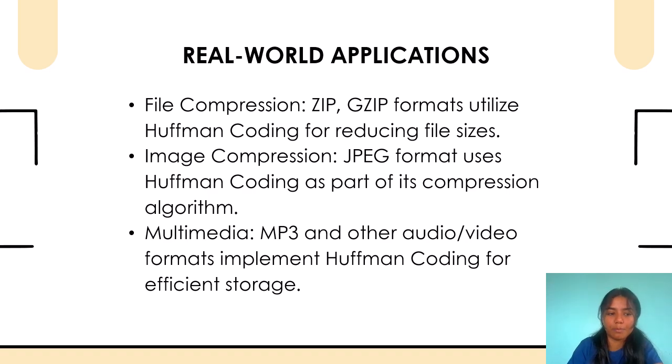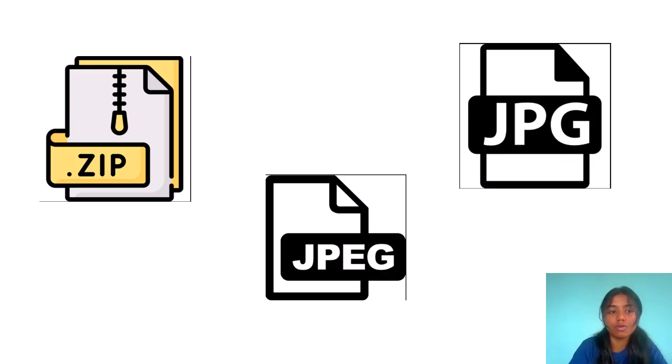In real-world examples, Huffman coding isn't just theoretical, it's everywhere. Zip and GZIP use it for file compression. JPEG uses it to compress image data. MP3 and other formats use it to reduce audio and video size. This makes Huffman coding crucial in both computer science and digital media, and here are some formats.